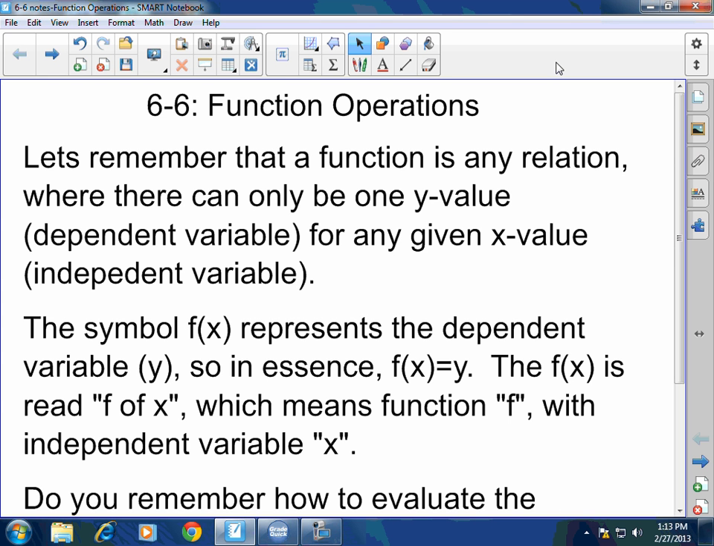We've talked about functions, but I'm just going to give you a little bit of a reminder, okay? Let's remember that a function is any relation where there can only be one y value, one dependent variable, for any given x value, independent variable. Hopefully by now we thoroughly understand that. Let's talk about some symbols.